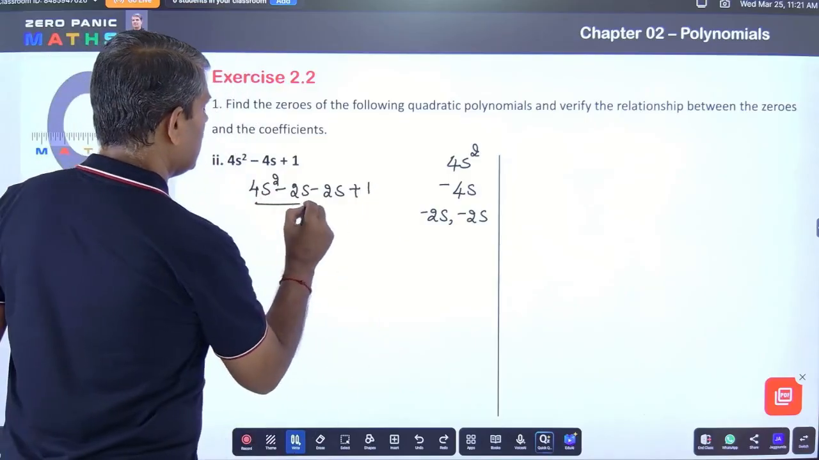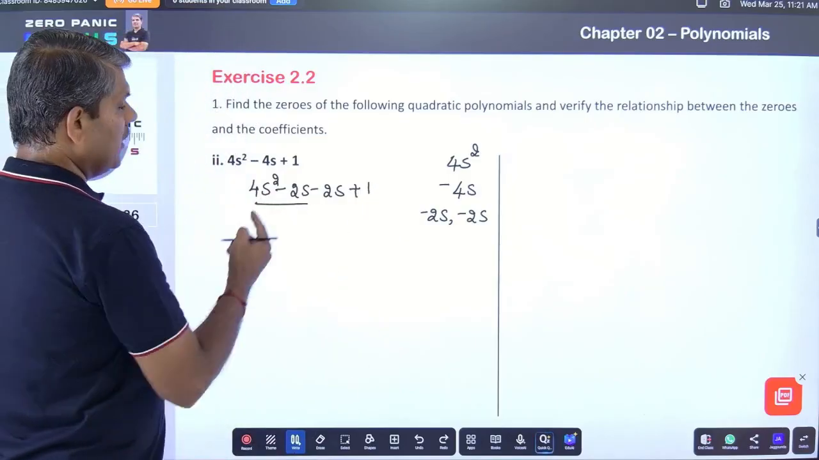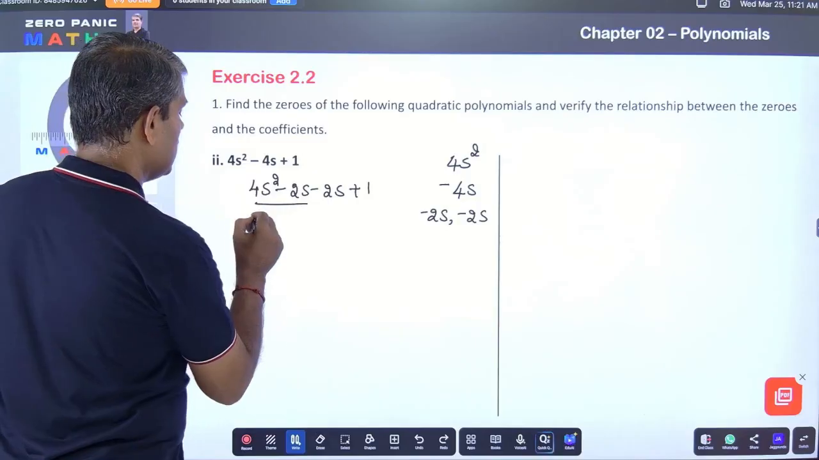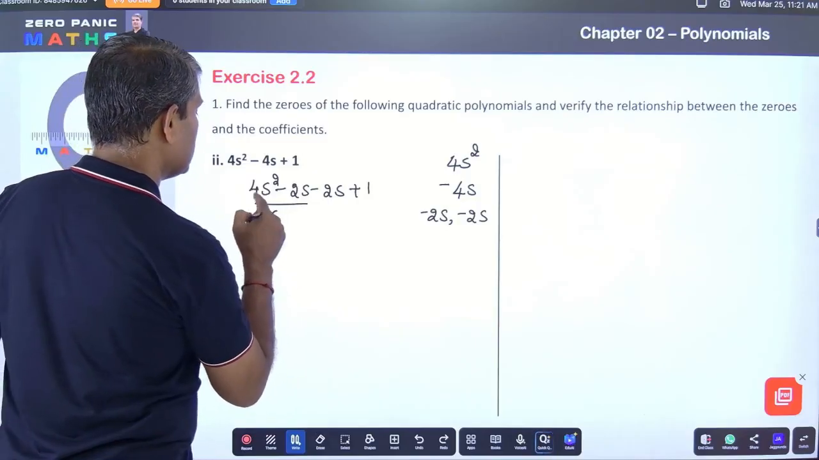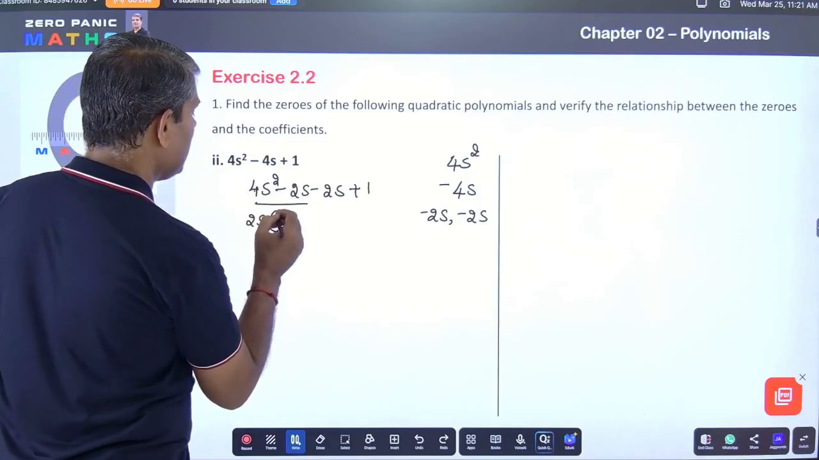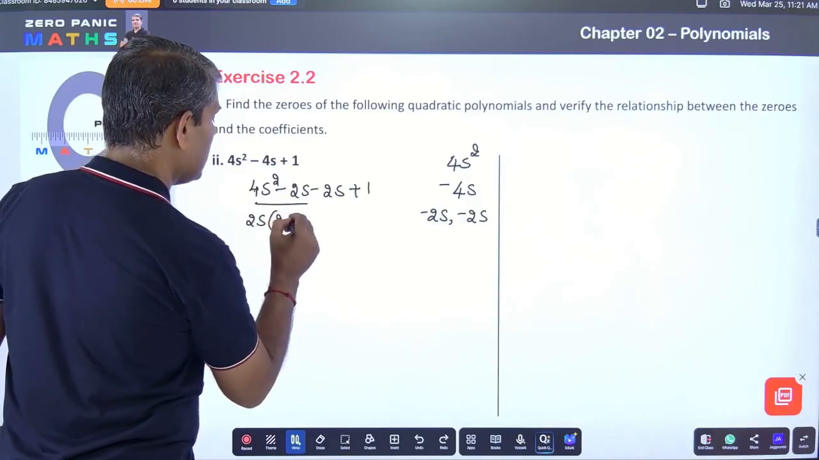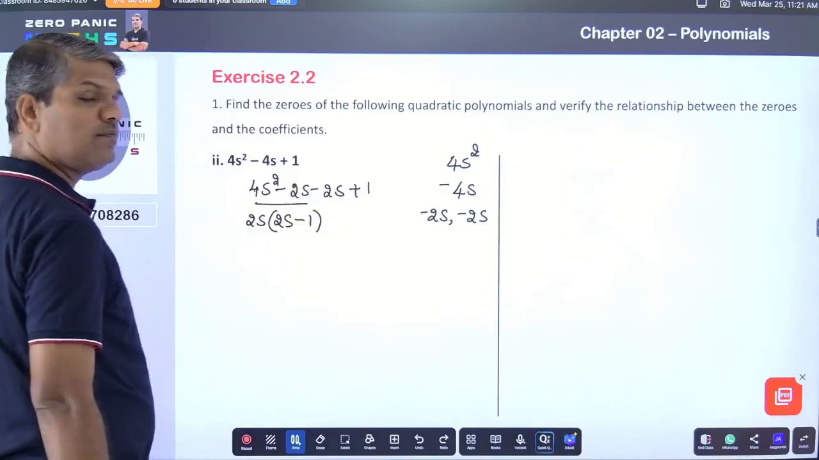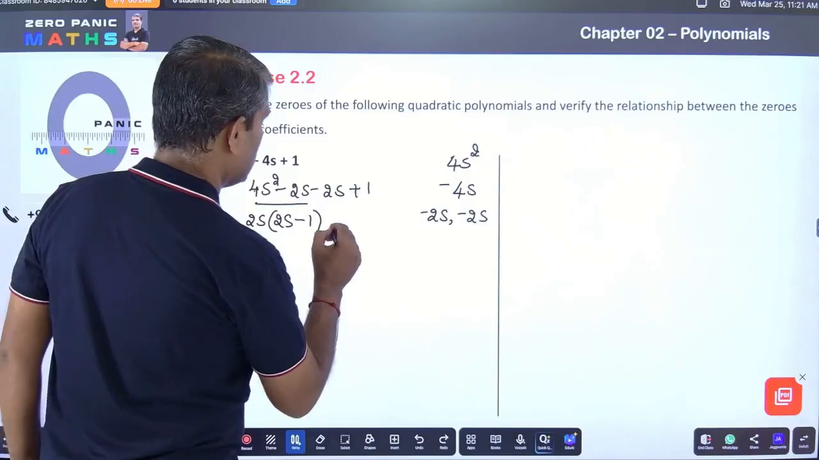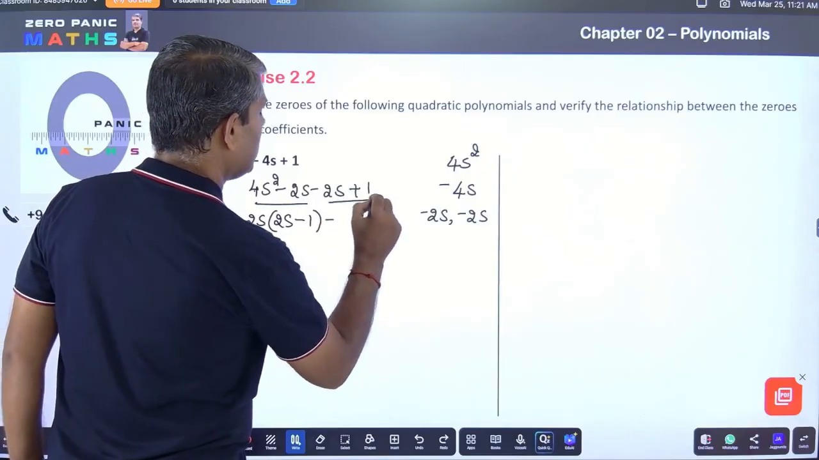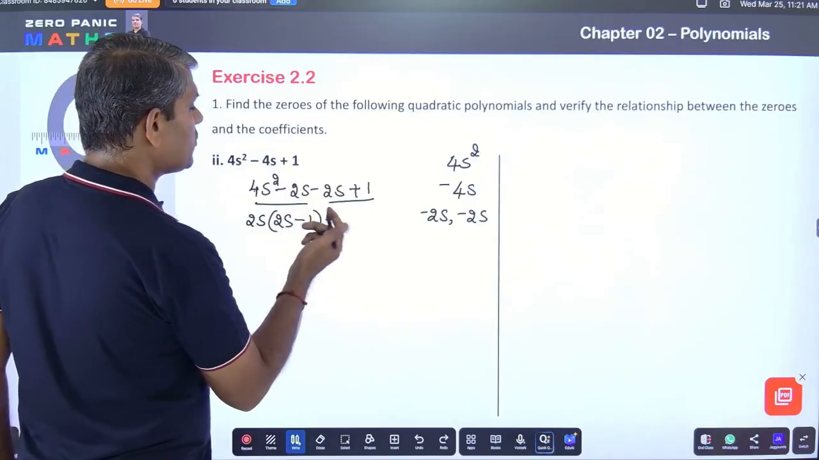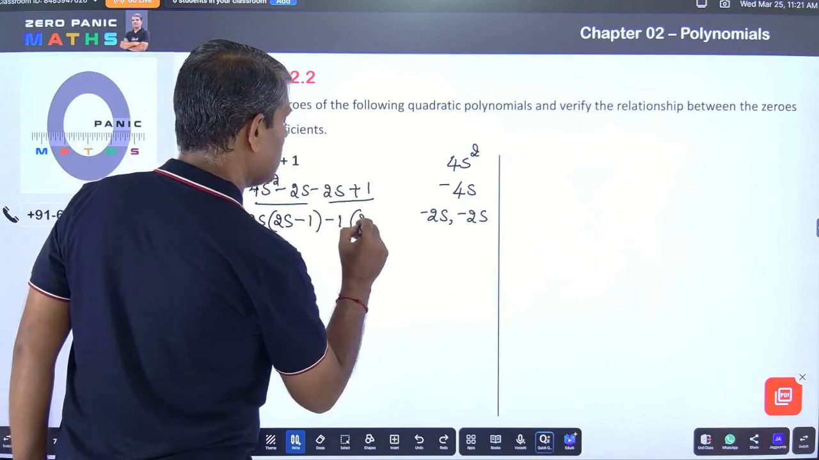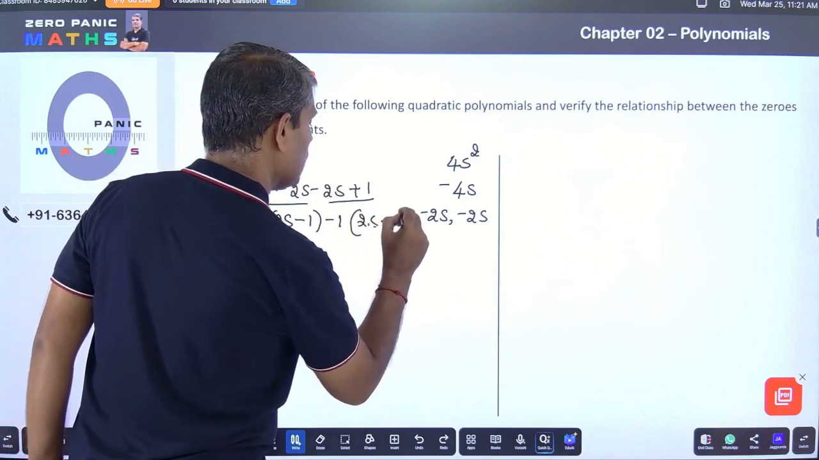So here what can be taken as common? In the first two terms, 2s can be common. So what remains inside? 2 common, 2 remains; s common, s remains. So I'm taking 2s common, so it is 2s minus 1. Now what is common between the last two terms? To make it 2s minus 1, I'll take minus 1 as common, so it will remain with 2s minus 1 only.